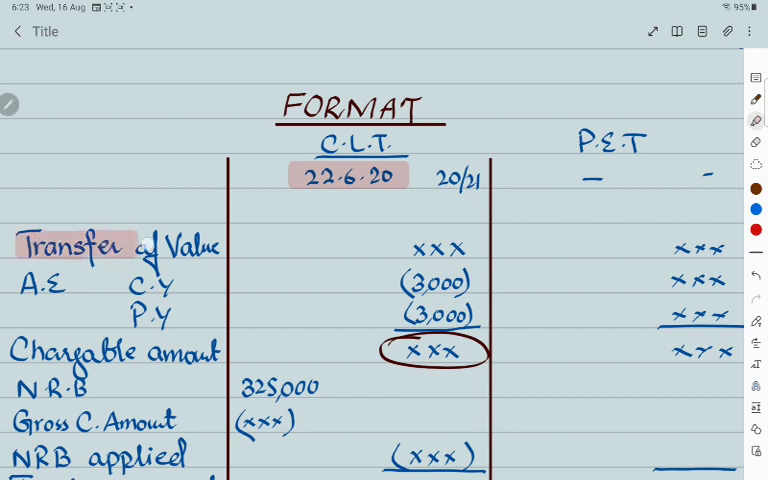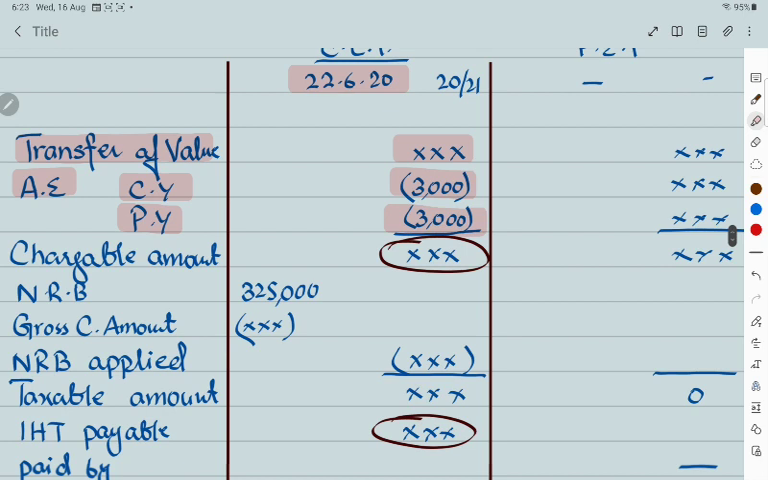First you have to mention the transfer of value, the amount of gift. Then you have to apply the annual exemption of the current year, and that is 3,000. Then, if there is an unused previous year annual exempt amount, you have to apply this. After that you will get a figure, and this is known as the chargeable amount.